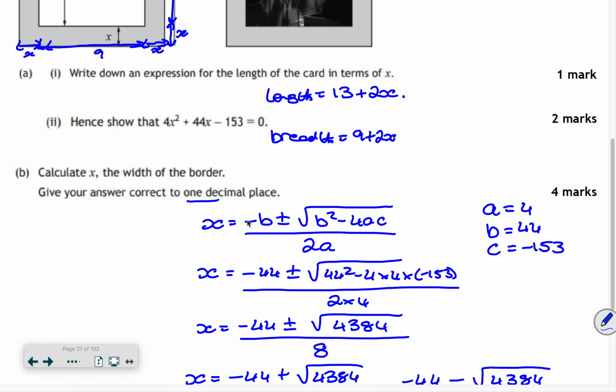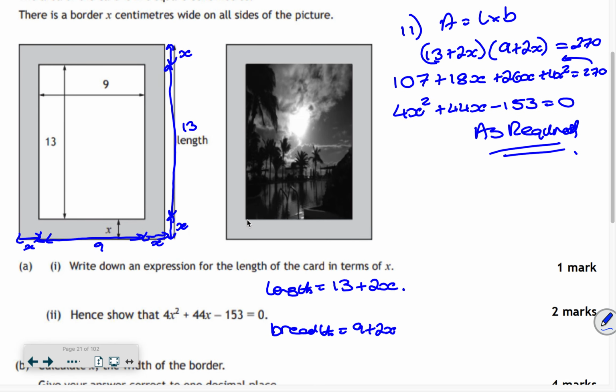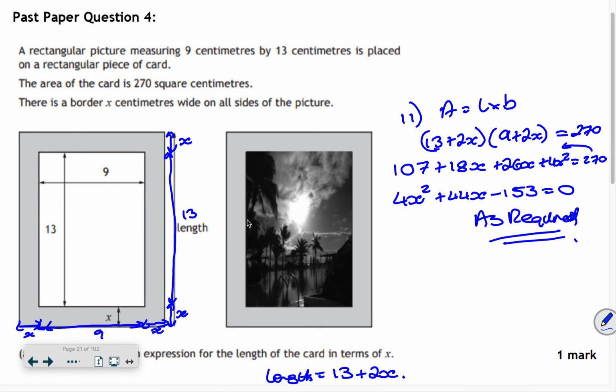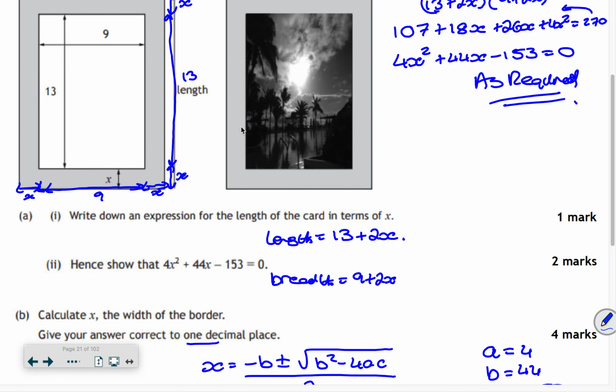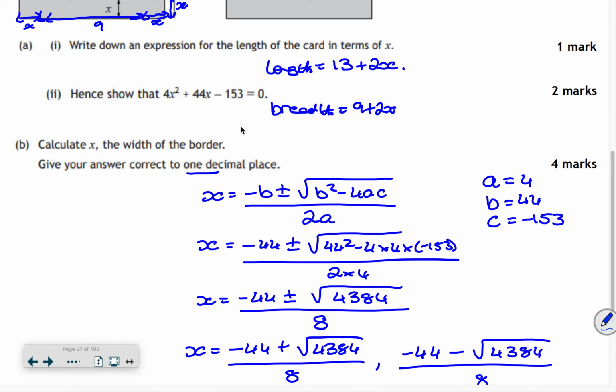Now, again, it said calculate x, which is the width of the border. You should always be aware that when it's a real life situation, you should always consider the answers that you get at the end. So, the answers I've got here are 2.8 and minus 13.8. We can't have a negative length, so we are just going to discard that. So, finish off by fully saying, therefore, x is approximately equal to 2.8 centimetres. And that's our answer.